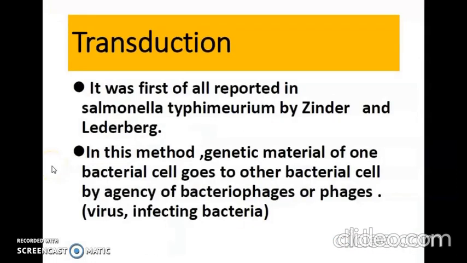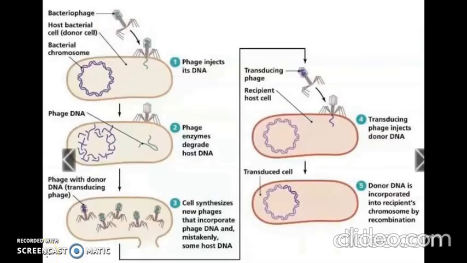The third method is transduction, and it was reported by Zinder and Lederberg in Salmonella typhimurium. In this method, the genetic material of one bacterial cell goes to the other bacterial cell by the agency of bacteriophages, or viruses which infect the bacteria. In this image, you can see the bacteriophage and the host bacterial cell, which is the donor cell, and here you can see the recipient host cell.